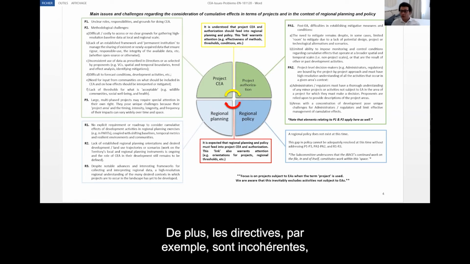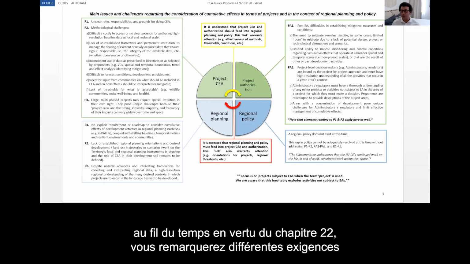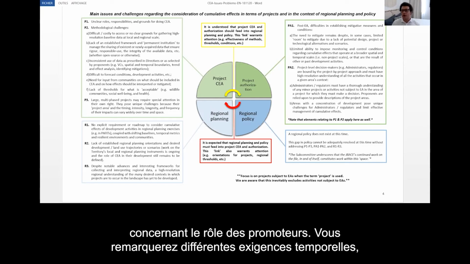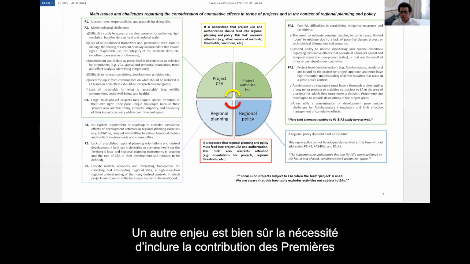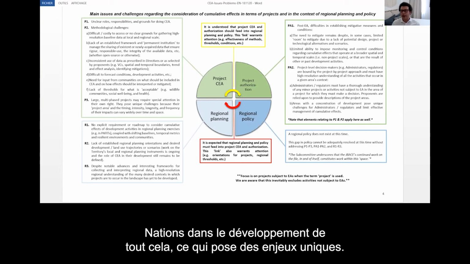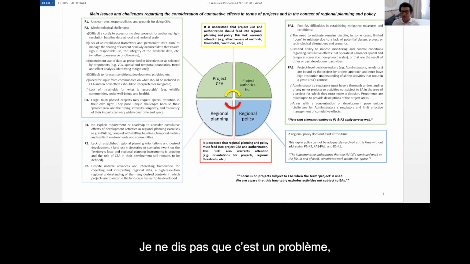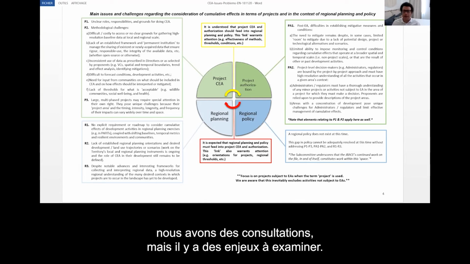We also, like I mentioned quickly, the directives, for example, are inconsistent. So if you look at the directives that have been issued over time under Section 22, you'll see different requirements with regards to what proponents need to do. You'll see different temporal requirements, different marching orders when it comes to what they need to include in their impact statements. Another issue, of course, is the need to include First Nation input in the development, all of that. And that poses unique issues. I'm not saying that it's a problem. We do have consultations, but there's issues there to be looked at.